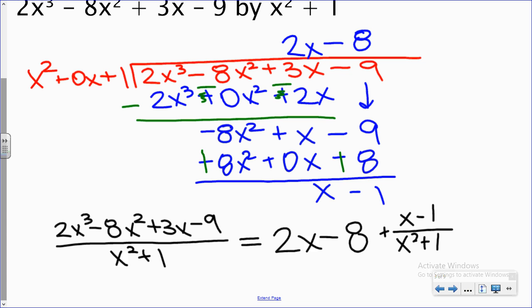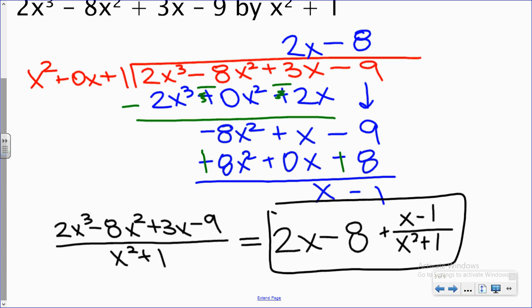For the first half of your homework, I would say maybe the first third, these are the kind of answers that you're going to give me, right? Quotient plus the remainder over the divisor. These are the answers you're going to give me for the first problems in your homework.